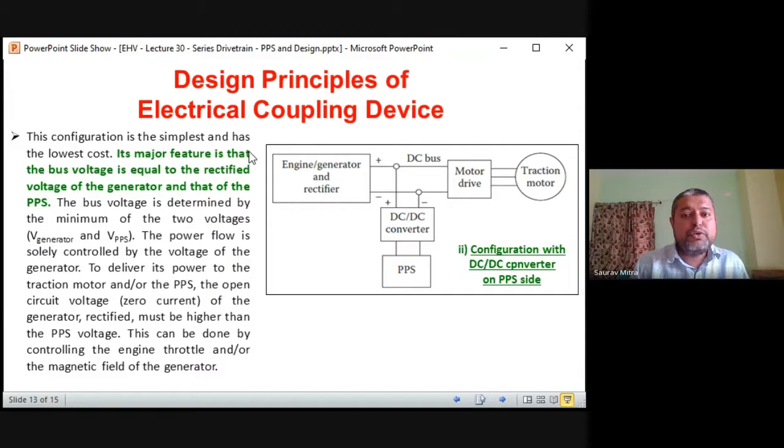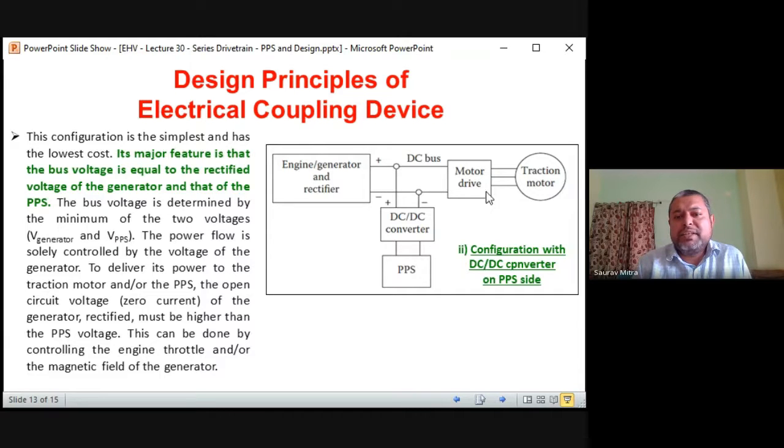It is given in the fourth last slide today. Its major feature is that the bus voltage is equal to the rectified voltage. So this bus voltage is equal to the rectified voltage of the generator and that of the PPS. Whatever the PPS and the engine, generator, rectifier together, their voltage is added, and that is the DC bus voltage, and that is given to the traction motor through the motor drive.